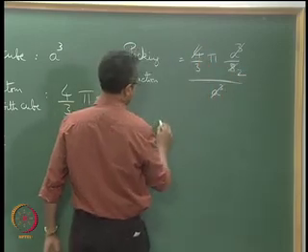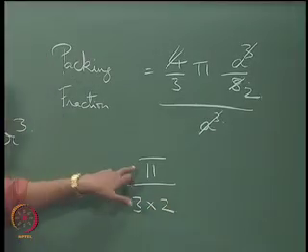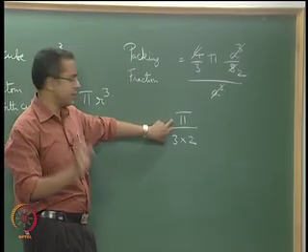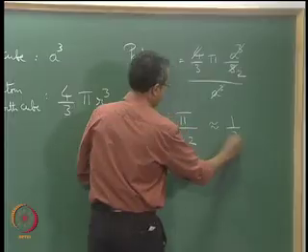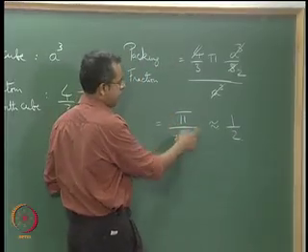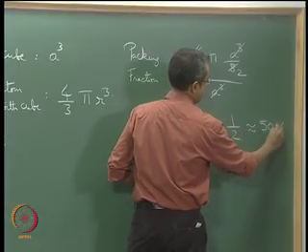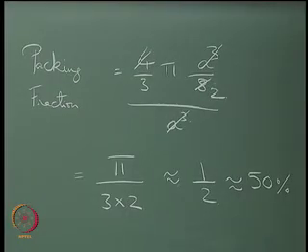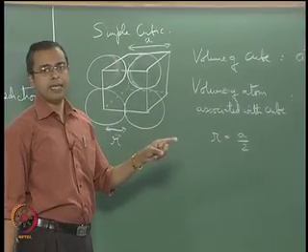this is actually pi by 3 into 2, pi is 3.14. We just want an idea of the value, we are not really interested in the exact precise value. Approximately this is 1/2, because this is also about 3 and this is also 3, so this is approximately 50%. The actual value comes out to about 52%, this is just an order of magnitude. So if we take a simple cubic structure and run through this calculation, we get about 50%.